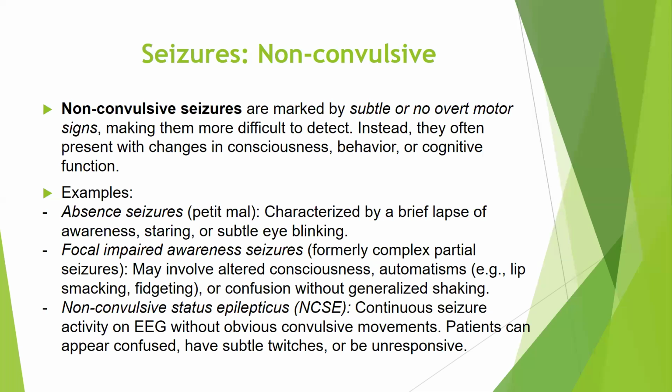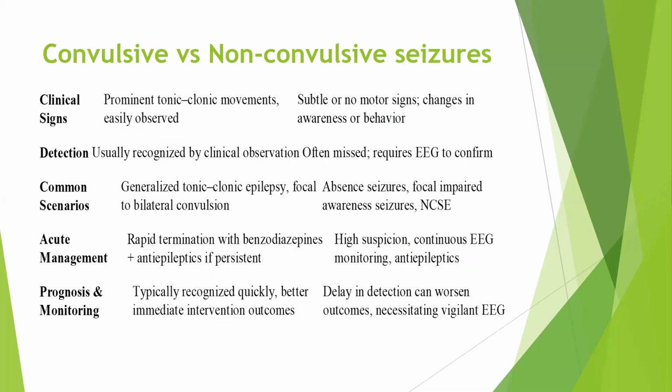We also have what we call the focal impaired awareness seizure, formerly known as the complex partial seizure. This is associated with altered consciousness, automatisms like lip smacking and fidgeting, and confusion without generalized shaking. Then we have the non-convulsive status epilepticus, where there's continuous seizure activity on your electroencephalogram without obvious convulsive movements. In this group of patients, they look confused. They may have subtle twitches or may just be unresponsive. So this is just a table to give you the differences between convulsive and non-convulsive seizures.